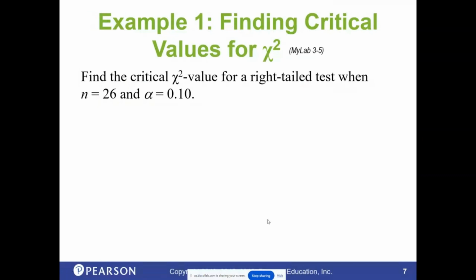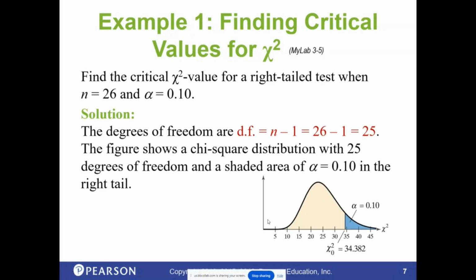So in this first example, we want to find the critical values for a right-tailed test when n is 26 and alpha is 0.10. So our rule for the right-tailed test was to use the alpha, which is 0.10, and then also use our DF. So if n is 26, what's DF? 25. Okay.